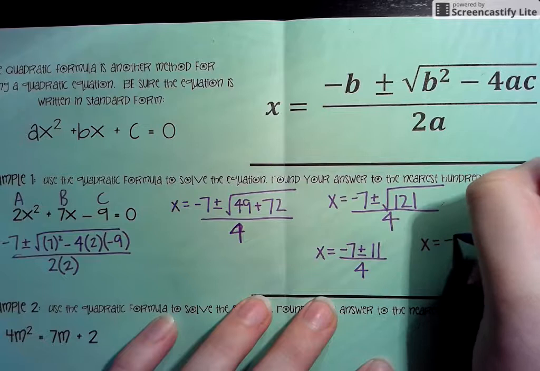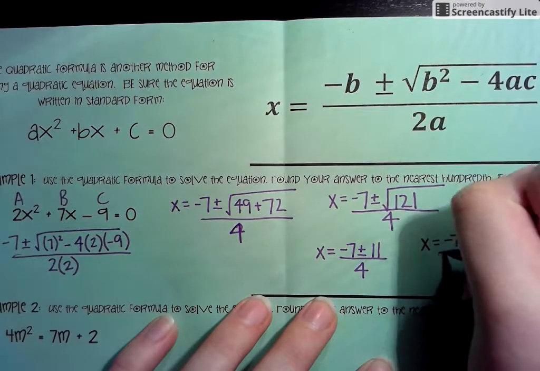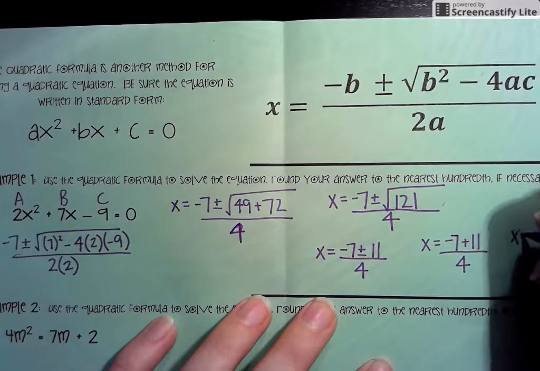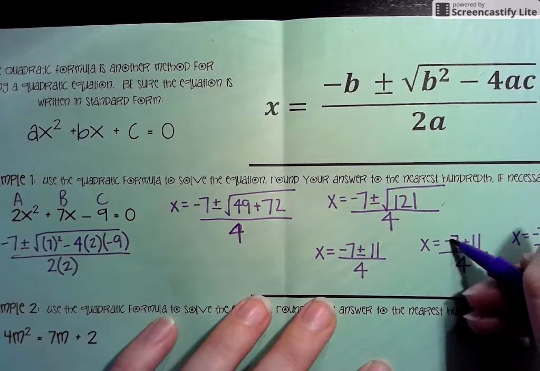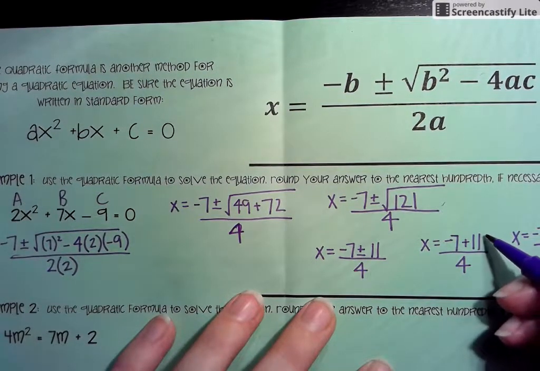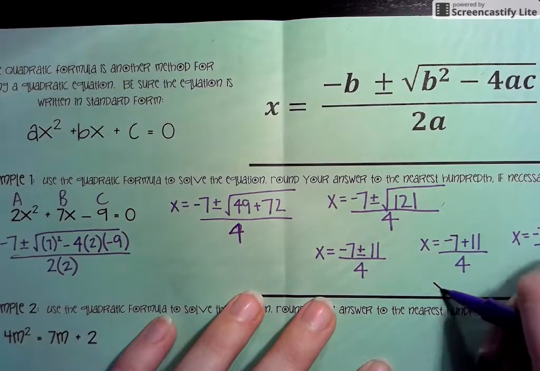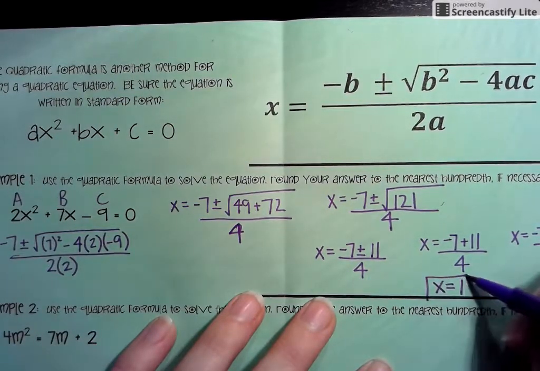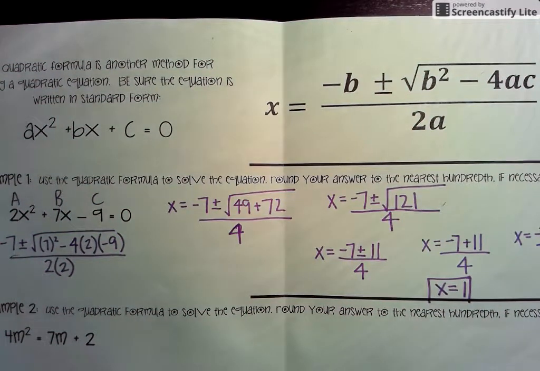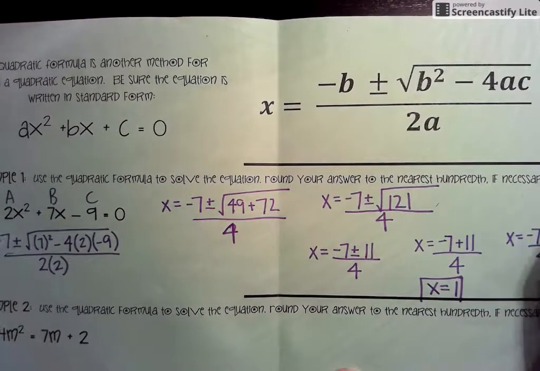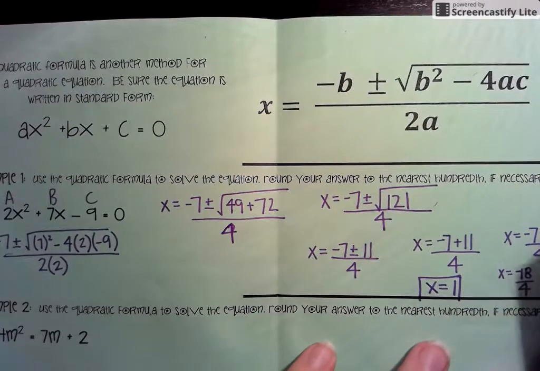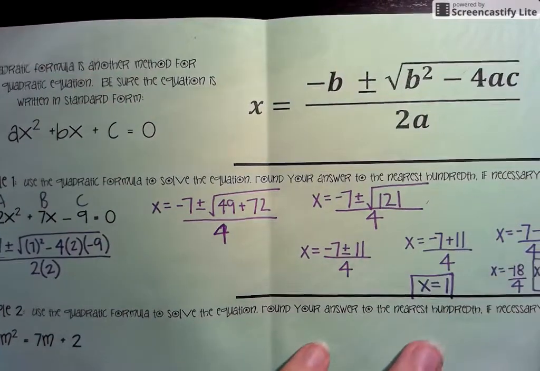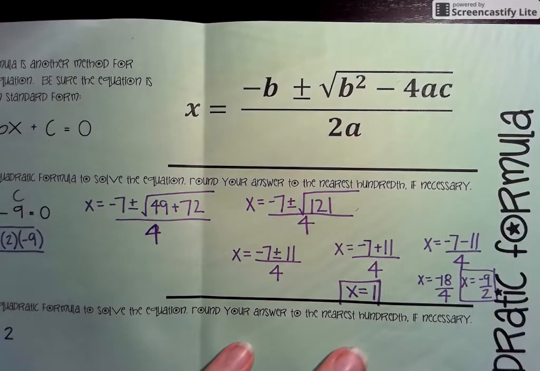So I have x equals negative 7 plus 11 divided by 4, and x equals negative 7 minus 11 divided by 4. Well, negative 7 plus 11 gives me a positive 4, divided by 4 is going to give me x equals 1. So that's my first solution. My next solution is going to be x equals negative 18 over 4, and I can simplify that to x equals negative 9 divided by 2. So my two solutions are x equals 1 and x equals negative 9 divided by 2.